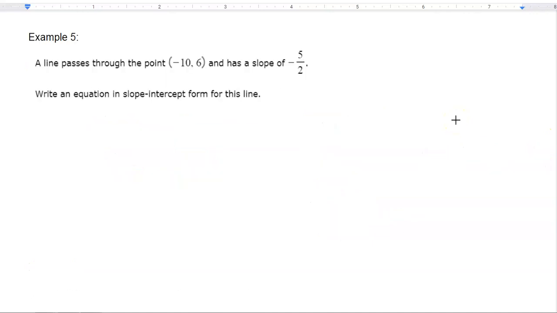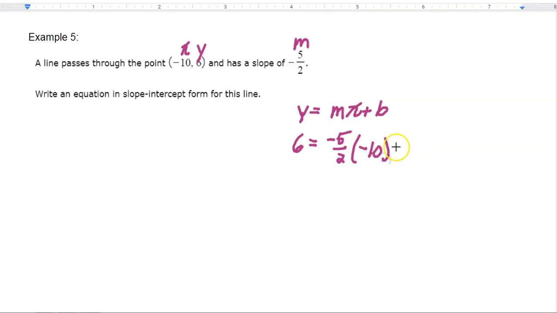A line passes through the point (-10, 6) and has a slope of -5/2. Okay, let's label what we know. The -10 is the x, 6 is the y, and this, of course, is our slope. y equals mx plus b. Plug in what we know. 6 equals our slope, -5/2, times our x, plus our y-intercept, b. Got to solve for our b again.